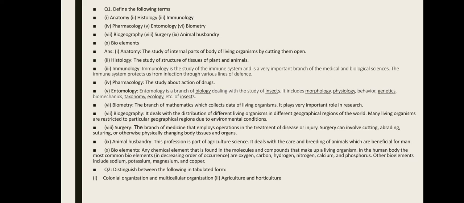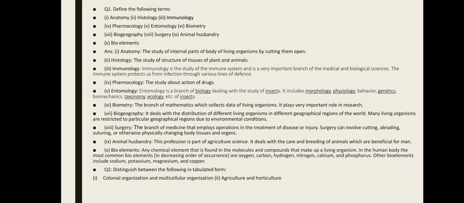Biometry is the branch of mathematics which collects data of living organisms. It plays very important role in research. Biogeography deals with the distribution of different living organisms in different geographical regions of the world. Many living organisms are restricted to particular geographical regions due to environmental conditions.